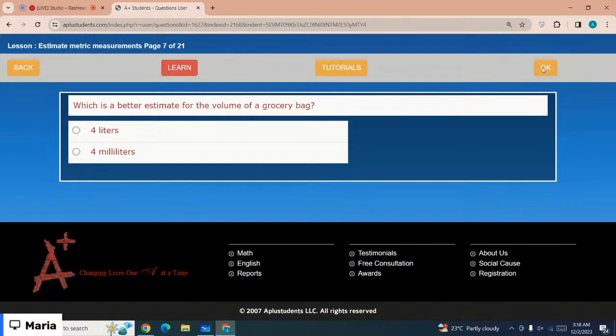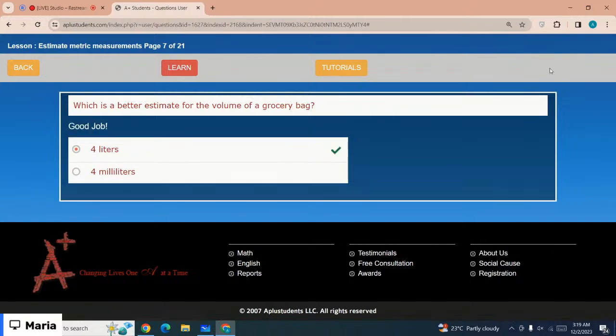Okay, the next one is which is the better estimate for the volume of a grocery bag? Is it 4 liters or 4 milliliters? Which is the correct option? The correct option is 4 liters, right? That is a grocery bag, so it will be 4 liters. A grocery bag has much capacity.